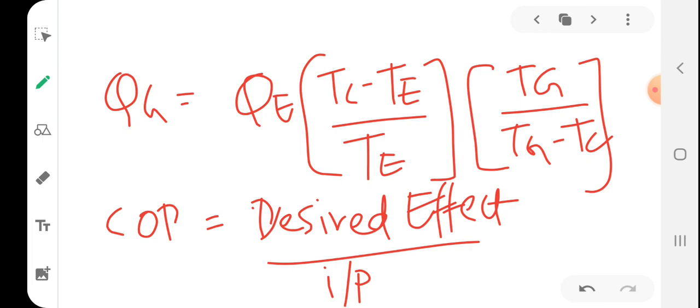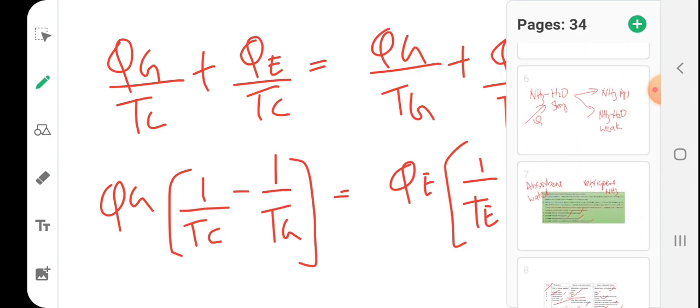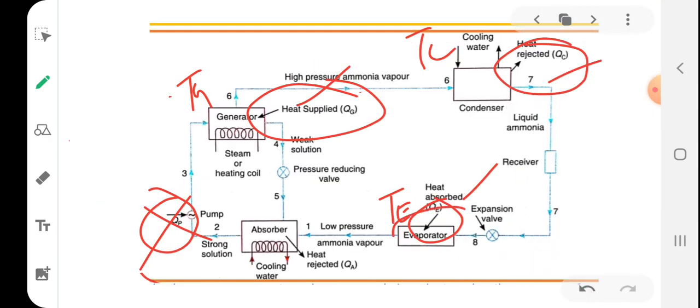So what is desired effect and input in this case? The desired effect is nothing but the process taking place in the evaporator, right? So this is our desired effect. The heat absorbed in the evaporator, the heat should be absorbed from the space to be refrigerated by the evaporator. Thus we can generate a cooling effect in that space. So that is our desired effect. The desired effect is nothing but QE.